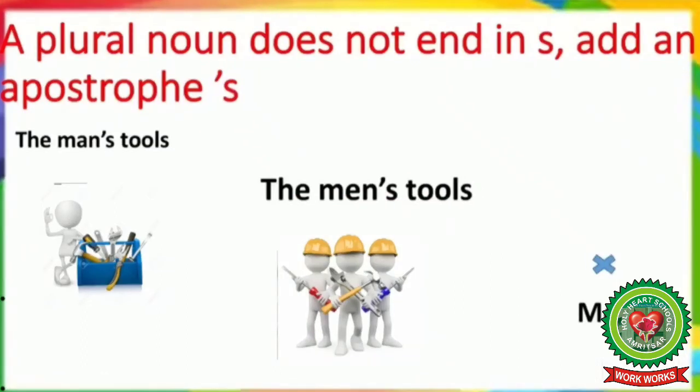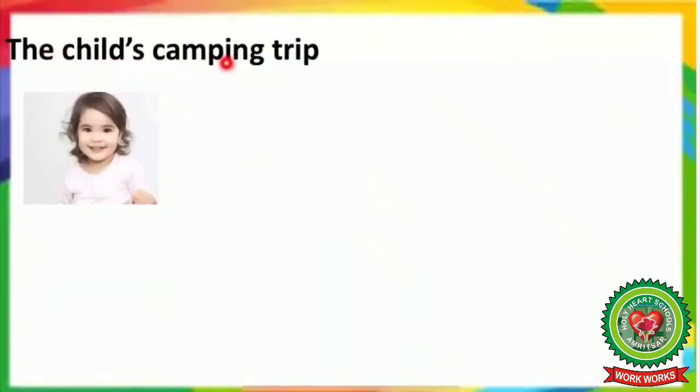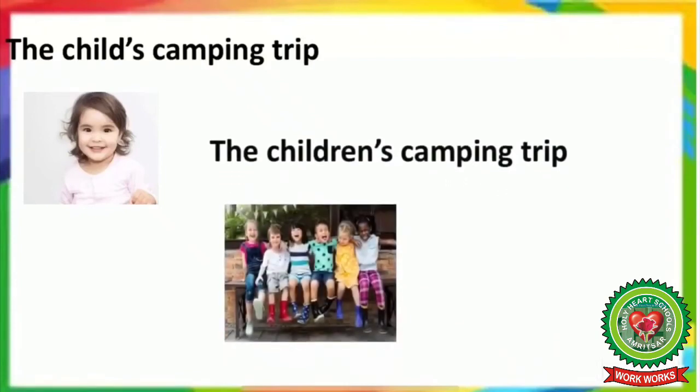Look at one more example. The child's camping trip. Here students, child is a singular noun. So that's why we have added apostrophe s with child. Okay, next. Here we are talking about more children. So students, the children's camping trip. Here children itself is a plural noun. So students, we will not directly add s with children. So it can be written as the children's camping trip.